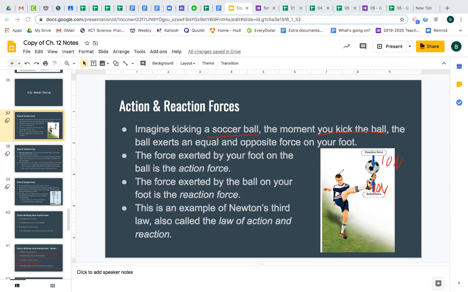The force you kick the ball with is called the action force. This is the intended force. This is the one that most people see. The reaction force is not the ball goes flying. The force exerted by the ball on your foot is your reaction force. So the action force is the foot hitting the ball. The reaction force is the ball hitting the foot. This is an example of Newton's third law, which is called the law of action-reaction.